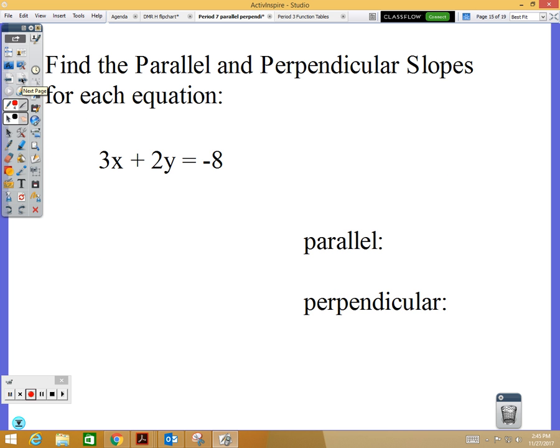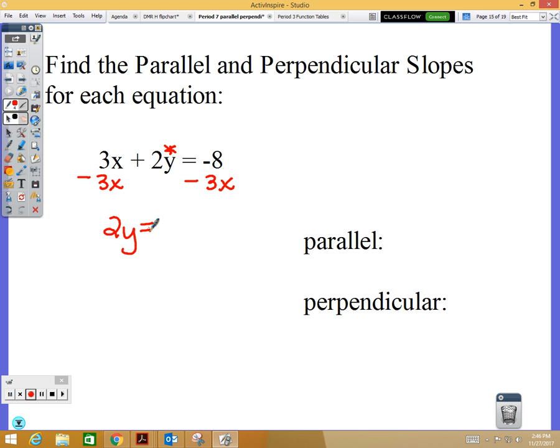All right, for those of you that may have been absent on Monday, we did notes, and in the notes we were taking equations that were not written in slope-intercept form and writing them in slope-intercept form. So what we were doing is getting the y by itself. The people that were here, do you remember doing that? So if I want this y by itself, the first thing I would do is subtract my 3x. So that's going to give me 2y equals.